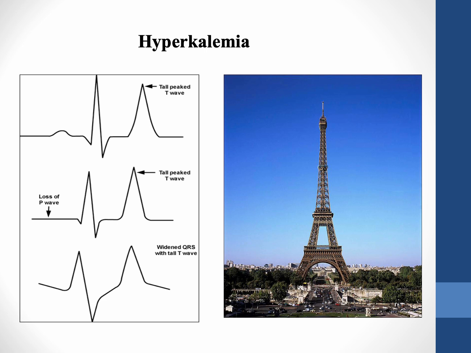Hyperkalemia in chronic kidney disease can cause ECG changes, including the disappearance of P waves, widening of the QRS complex, and tall tented T waves. Other symptoms may include muscle weakness, particularly in the lower legs, apathy, confusion, nausea, vomiting, abdominal cramping, and hypoactive bowel sounds.